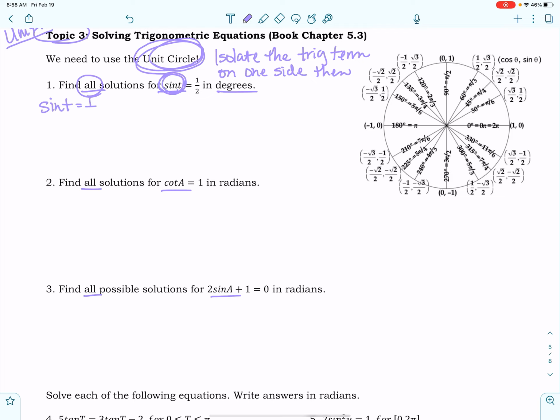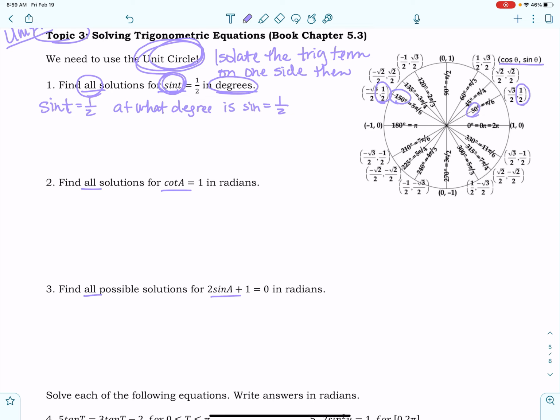Sine t equals 1/2. So the question you need to ask yourself, because my answer is in degrees, is at what degree is sine equal to 1/2? I am going to look at my unit circle and remember that the second term is sine. So if you'll notice, sine is 1/2 right here and sine is 1/2 right here. So at 30 degrees and at 150 degrees.